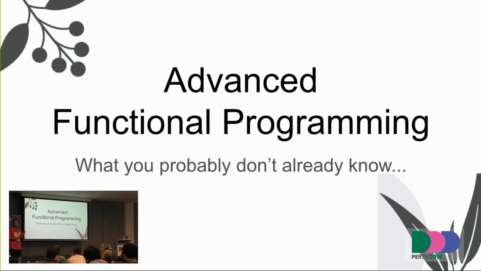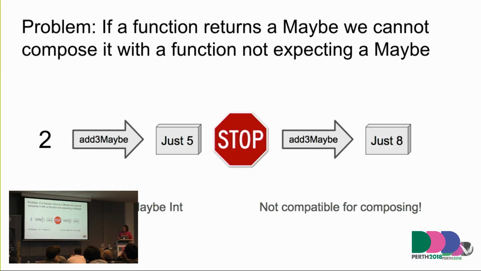So now we're getting to advanced functional programming, which maybe, probably, I hope you don't already know about. Otherwise, you probably know functional programming. Now, the problem that motivates this part of the talk is, what happens if we have our function add 3 maybe, so it can handle the result if there's an exception and produce a maybe, rather than just producing a result. So we put in 2, we get just 5.